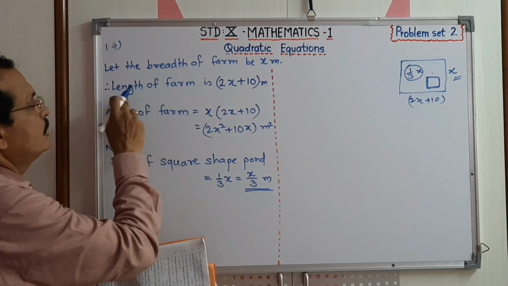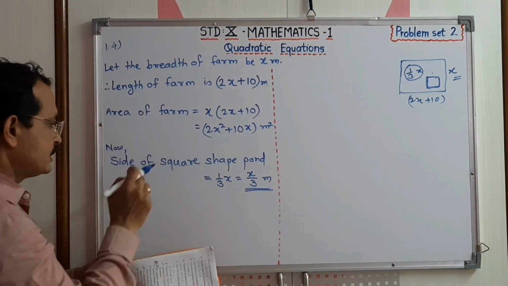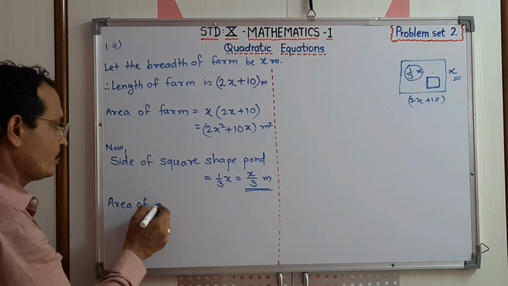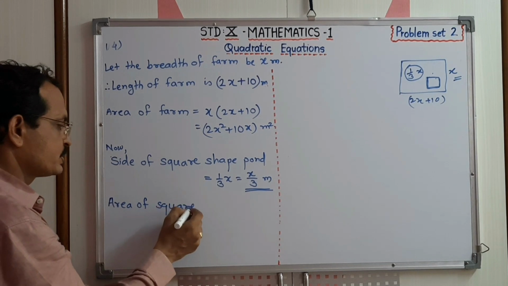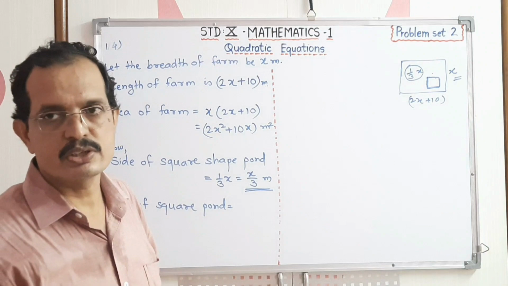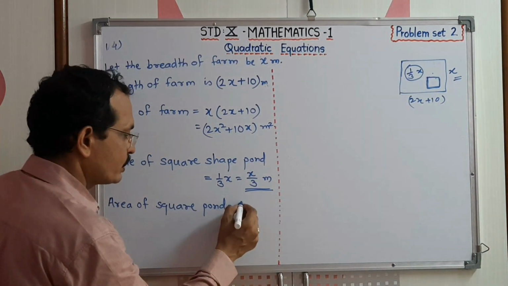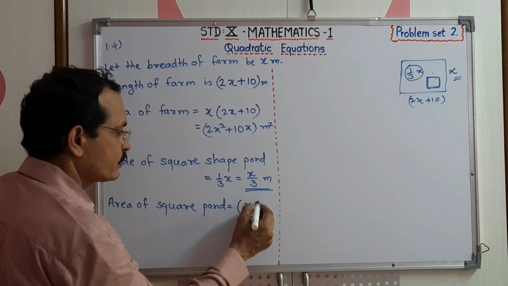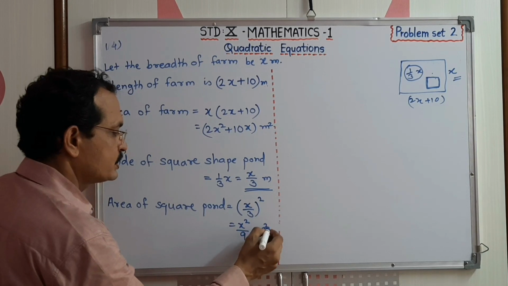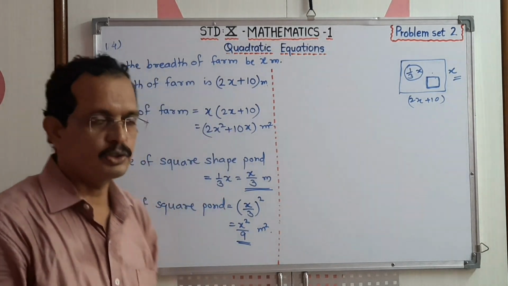As we find the length and breadth of a farm to get the area, similarly we have to find the area of the square pond. Now, the pond is in a square shape. If we have to find the area of a square pond, then it is side square. Therefore, we write here (x/3) square. It is x square upon 9 meter square. I think everyone understood up to this.